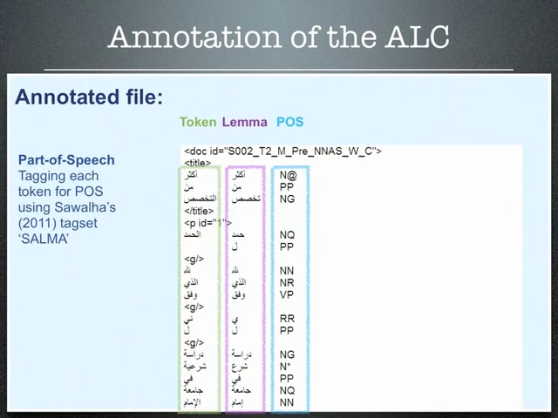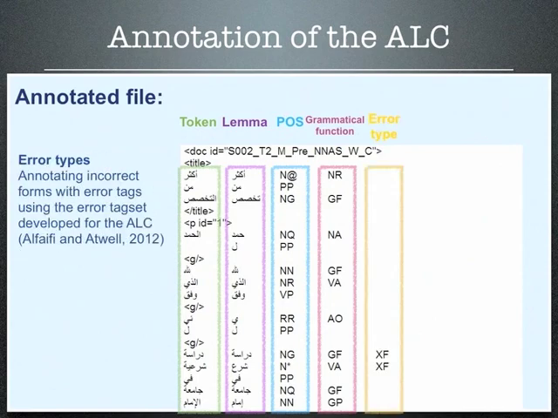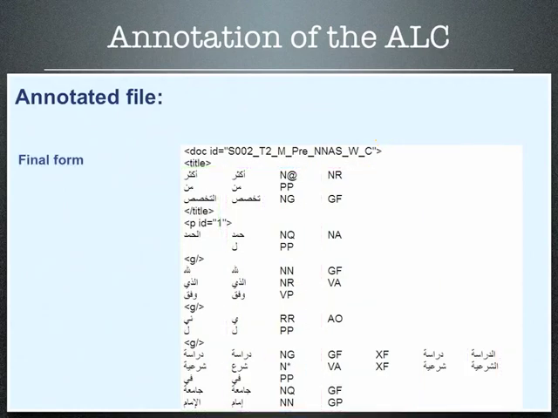Also, the tokens are tagged for part of speech using Sawalha's tagset called Salma. Grammatical functions like subject, object, accusative, etc. are tagged using Dukes' tagset for the Quranic corpus. The final step is to annotate errors using the error tagset we developed for the Arabic Learner Corpus. With tagging errors, the incorrect and the correct forms are also identified, as this helps when the error covers more than one token. So the final form of the annotated file will be like this.